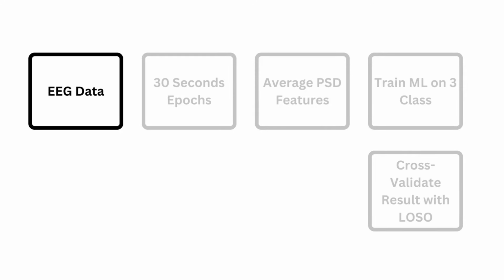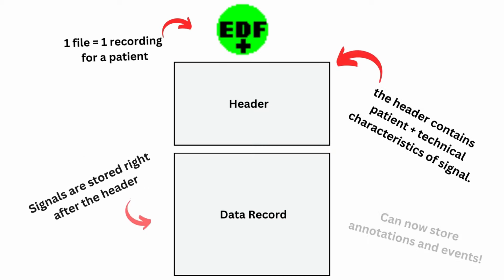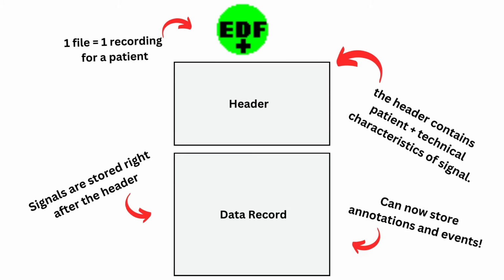First, we'll load the EEG data from the raw data files. EEG data is a very complex time series that holds different kinds of information at different frequency bands. There are 5 main bands of interest for us: delta, theta, alpha, beta, and gamma, which we don't see here. The data is stored in what's called the EDF data format, which structurally resembles an image's internal structure with a header and a data record section.